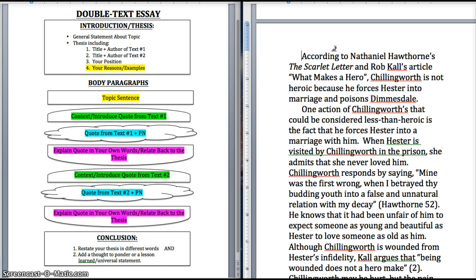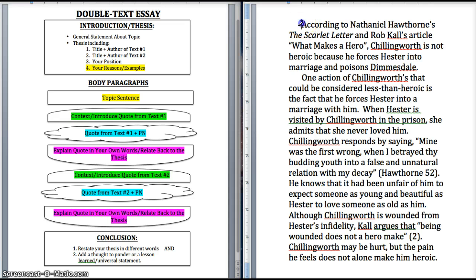So let's take a look at a sample. All right, so here we have a thesis statement, which also serves as the intro. According to Nathaniel Hawthorne's The Scarlet Letter and Rob Cole's article, What Makes a Hero, Chillingworth is not heroic. So there's your position, and here's your two reasons: because he forces Hester into marriage, and he poisons Dimmesdale. So each one of those reasons turns into its own body paragraph.